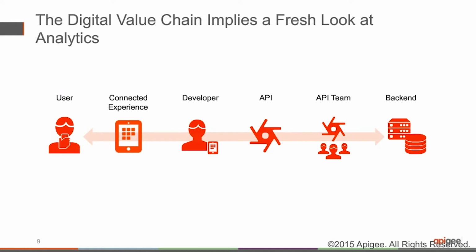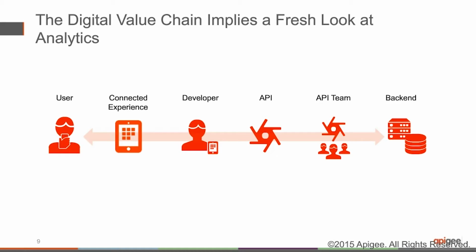The digital value chain implies a fresh look at analytics. And what do we mean by this? Those of you who are already Apigee customers are familiar with our concept of the digital value chain. For those of you who are new to Apigee, this is really a core idea of how we think about the world. So I just want to talk a little bit about what the digital value chain is and why API analytics are such an important part of this.